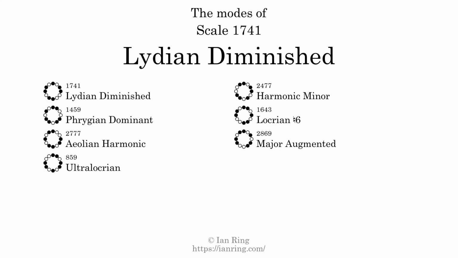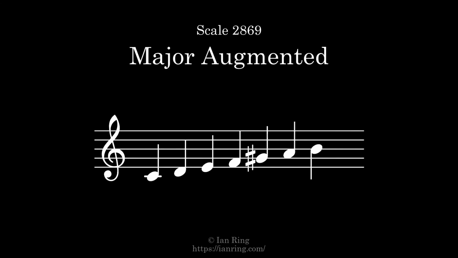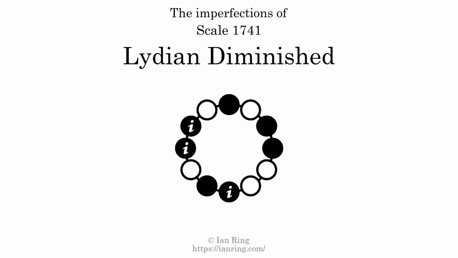The seventh and last mode is scale 2869, also known as major augmented. It sounds like this. Imperfections are tones that have no tone a perfect fifth interval above them. This scale has 3 imperfections. They are at positions here, here, and here.